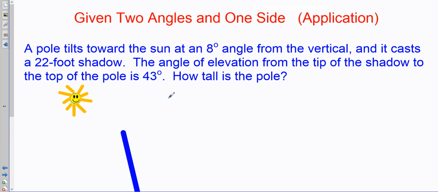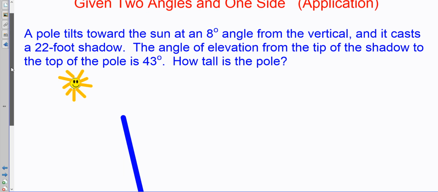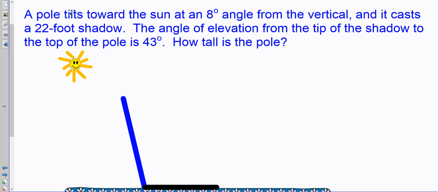All right, let's do another problem. A little application, two angles and one side again. And this is the problem. A pole tilts toward the sun at an 8-degree angle from the vertical. Now, when you're talking about an 8-degree angle from the vertical, we got this right here.